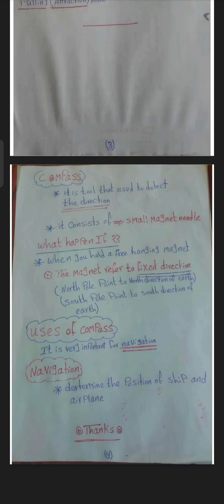Okay, what happens when you hold a free hanging magnet? Okay, what happened? The magnet faces a fixed direction. Okay, what is meant by fixed direction? The magnet has two poles. So the north pole points to the north direction of Earth, the south pole points to the south direction of Earth. Okay, so the fixed direction points to north or south pole.